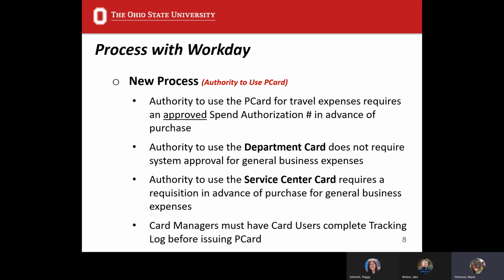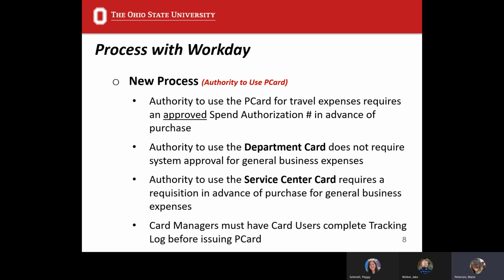In future state, authority to use the card is as follows. Authority to use the P-card for travel expenses requires an approved spend authorization number in advance of purchase, noting that airfare is not permitted on the P-card and should be procured through the contracted travel agency.